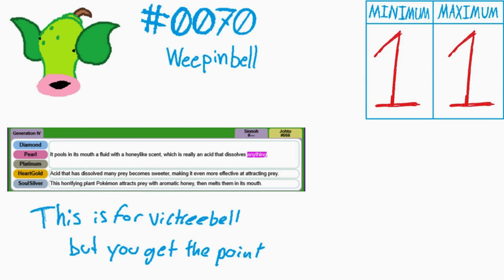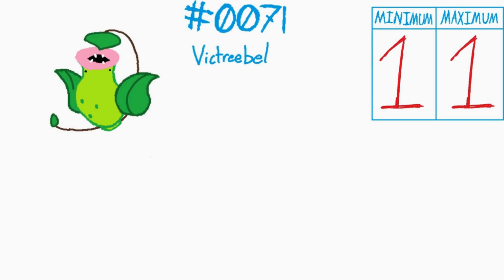Weepinbell. He spits a fluid that, quote, dissolves anything. Where the discussion came from with this one is that, well, his attacks are poison type, but Steel is immune to poison. So going off the game, he would be 0-0, but going off the lore, he's a 1-1. Victreebel. Refer back to Weepinbell.